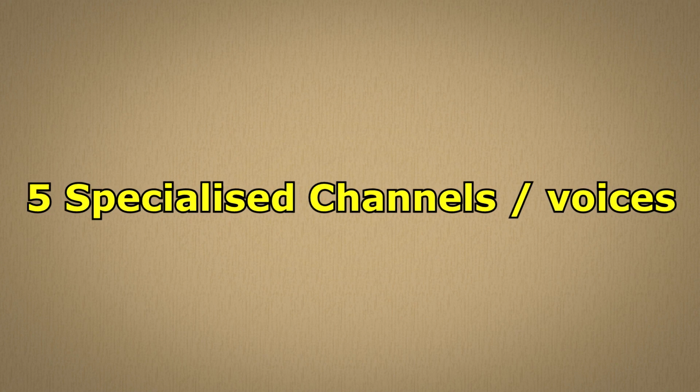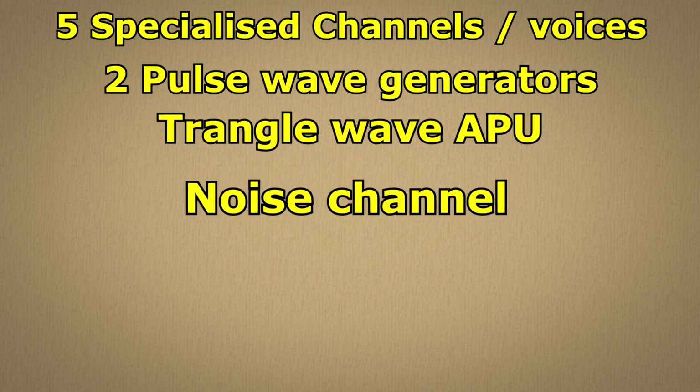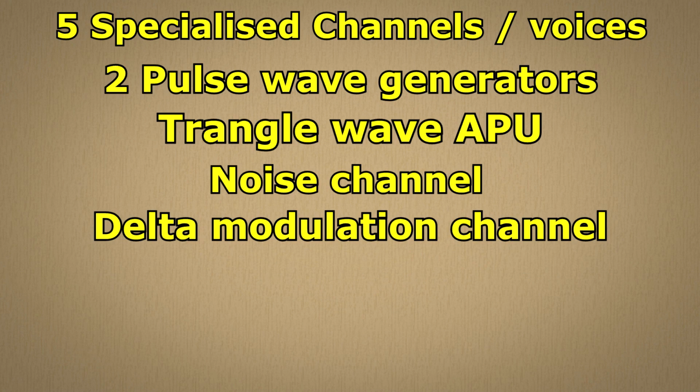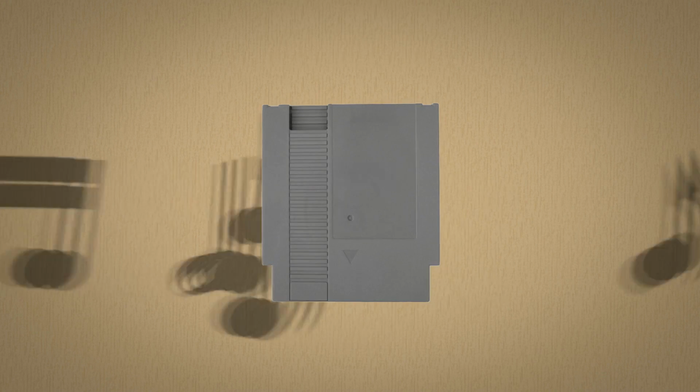The NES APU contained 5 specialized channels or voices: 2 pulse wave generators, a triangle wave APU, a noise channel, and a delta modulation channel. The 4 main channels create and mix preset waveforms like past generation PSG chips. However, that last one, the delta modulation channel, or DMC, was capable of playing simple audio samples from the cartridge.